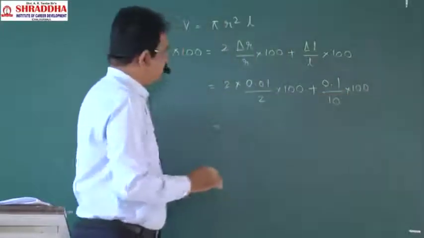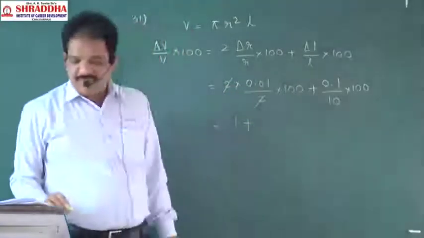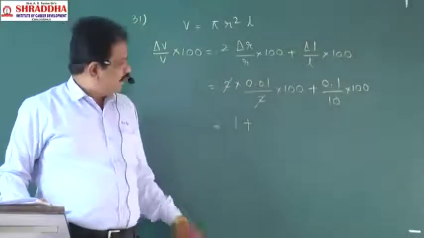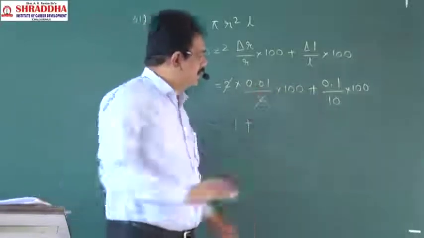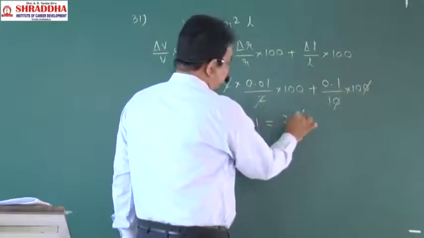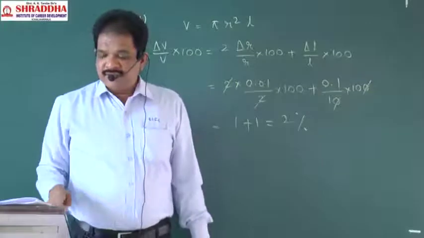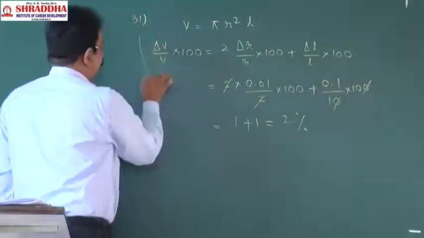So what we will get? 2 will cancel. This value will be 1. Okay. Next, this value will also be equal to 1. Totally it will be 2%. Clear? 31, it will be D.